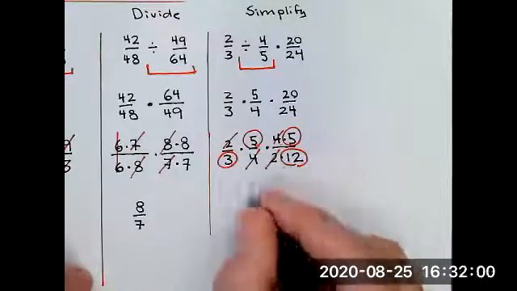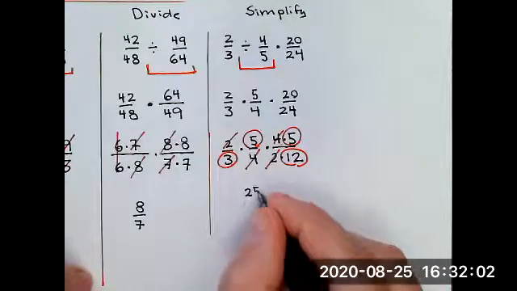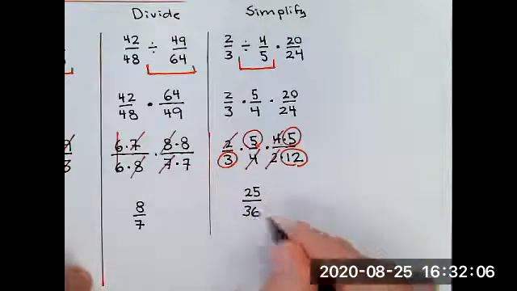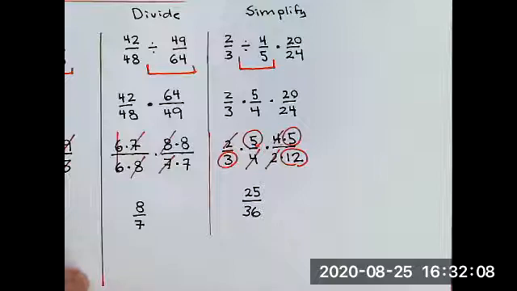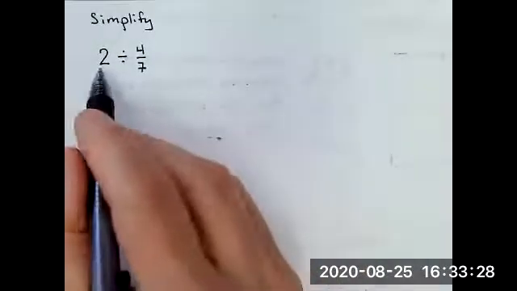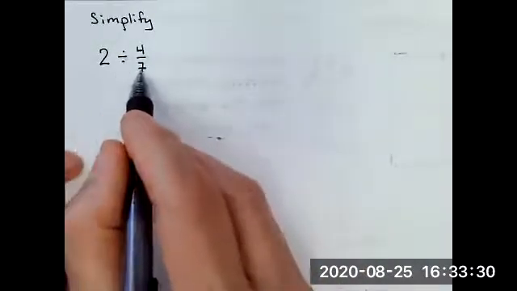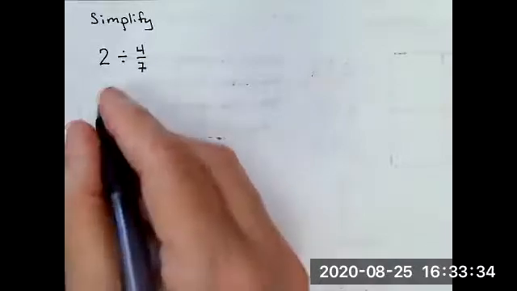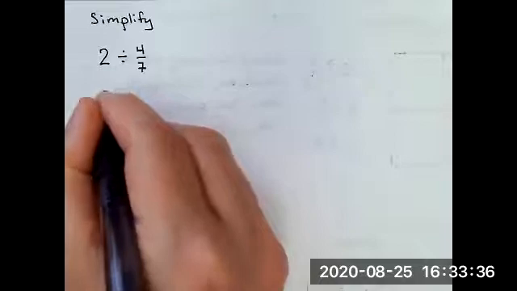So we just multiply everything that's left. 5 times 5 is 25. 3 times 12, 36. Let's do another. All right, what do we do if we have a whole number divided by a fraction? Well, just like before, you can make the whole number into a fraction.